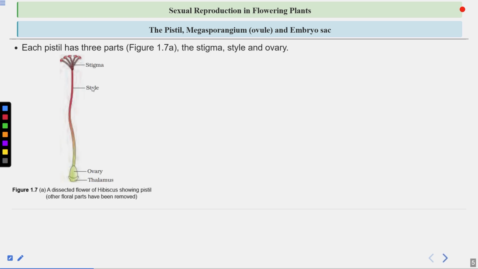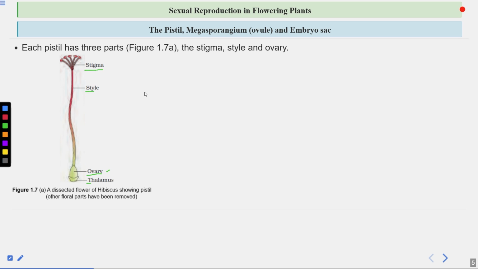Here in the figure, you can see the stigma, which receives the pollen grain. In the style, the pollen grain germinates and sends its pollen tube through the style, and it reaches the lowest part of the pistil, called the ovary. Now, the ovary is resting upon the thalamus. It is attached to the thalamus, the base at which all the floral parts are attached.